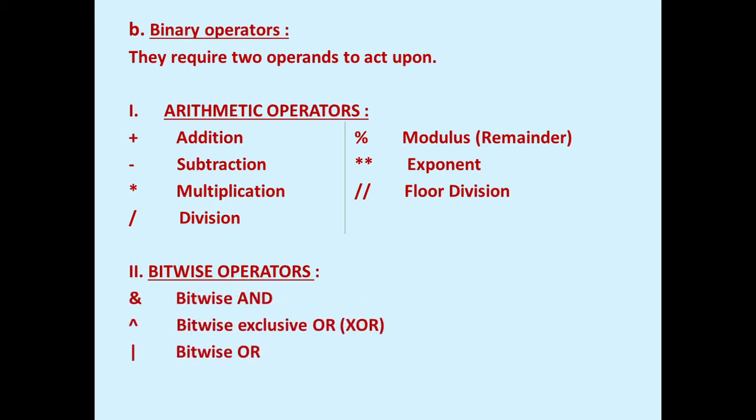Python has three bitwise operators, bitwise AND, bitwise exclusive OR, that is XOR, and bitwise OR operators. So these three operators will act upon every bit of a number. Then we move on to the shift operators. There are two shift operators, shift left, shift right.